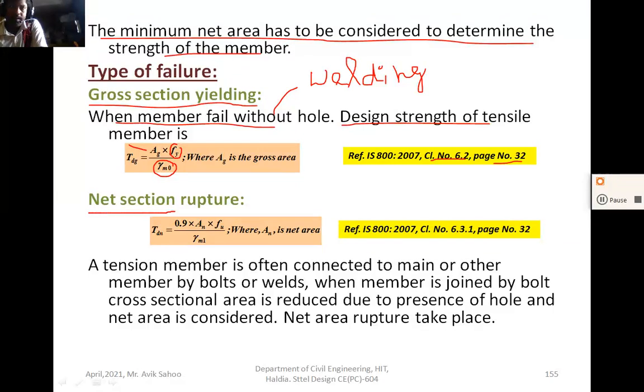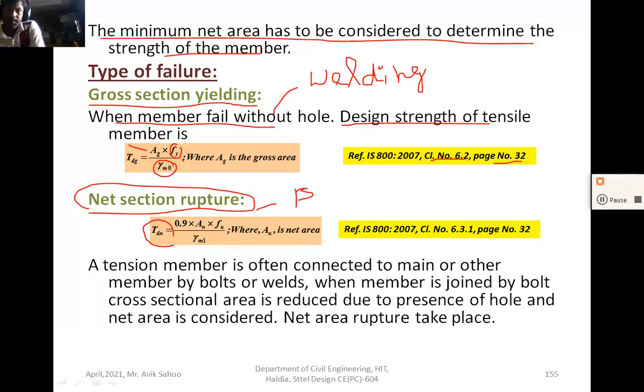Now, how does net section rupture occur? In a bolting connection, you have to consider the net sectional area, and rupture takes place. So the net section rupture will take place. What is the tensile capacity of the member for net section rupture? This is for the bolting connection, and this formula is used for bolting.